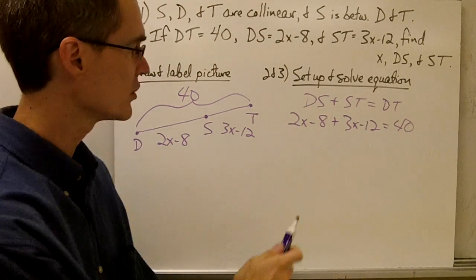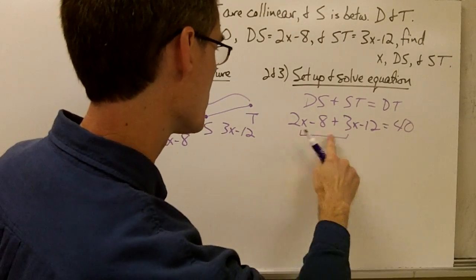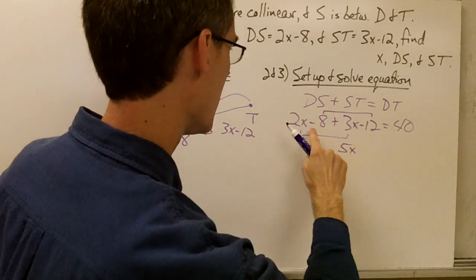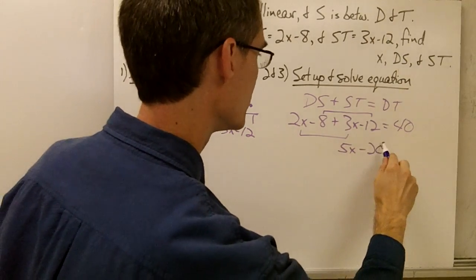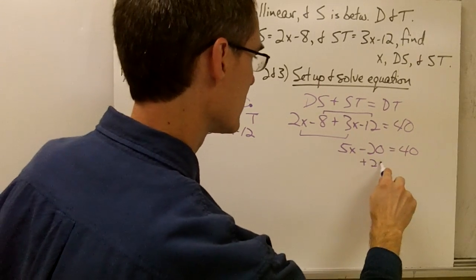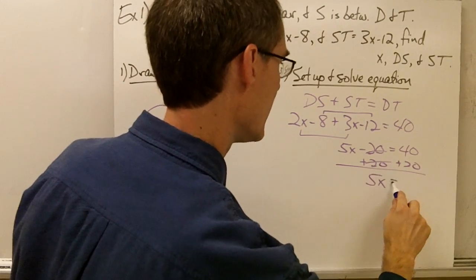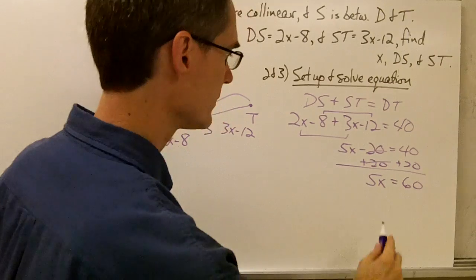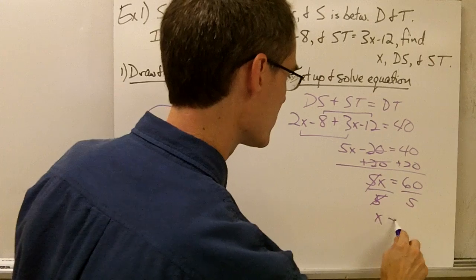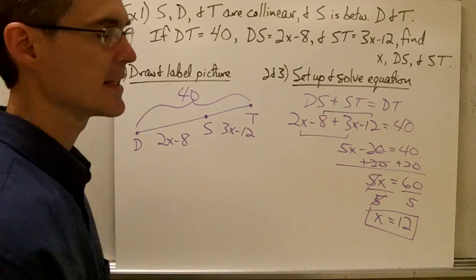Now I've set up an equation, and I just need to solve it for x. I'm going to combine like terms. 2x and 3x is 5x. Negative 8 and negative 12 is negative 20. If I add 20 to both sides, I get 5x equals 60. If I divide both sides by 5, then x equals 60 divided by 5, which is 12. So now I know that x is equal to 12.